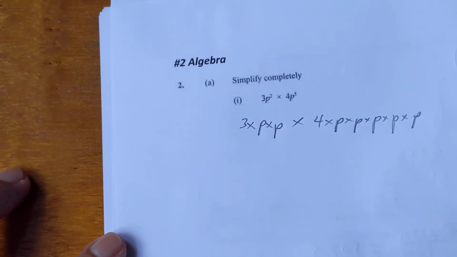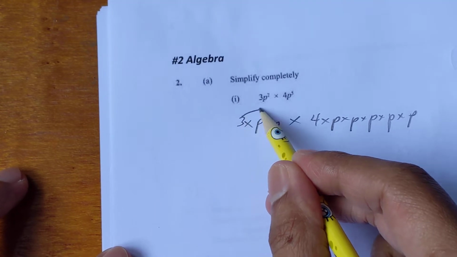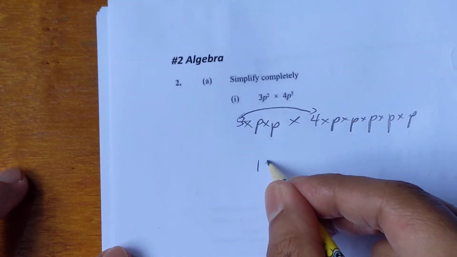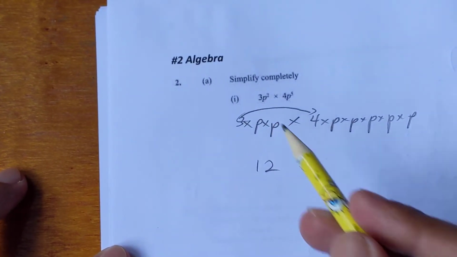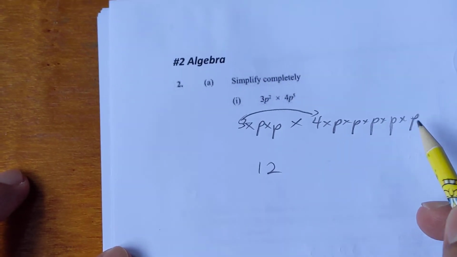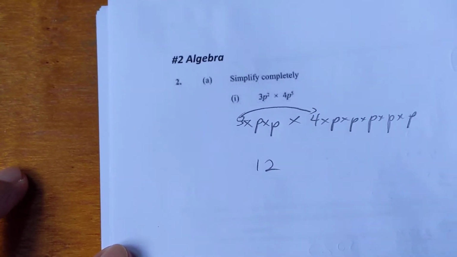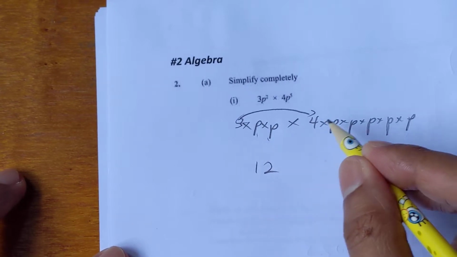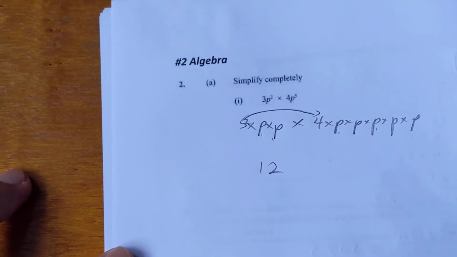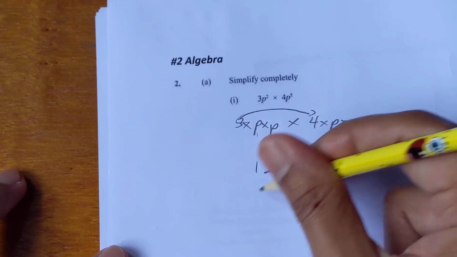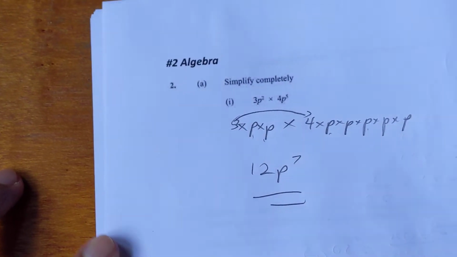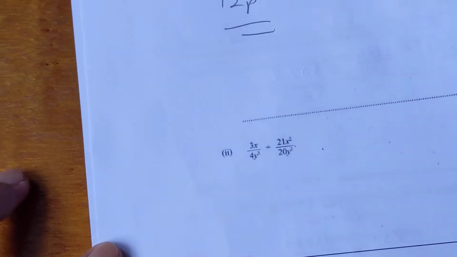And I want to simplify this so the numbers go together. So this is really 3 times 4, which is 12. And if p times p is p squared, and p to the 5 means p times p times p times p times p, I have 1, 2, 3, 4, 5, 6, 7 p's multiplying together. So that's really p to the 7, and that does it. My answer is finished.